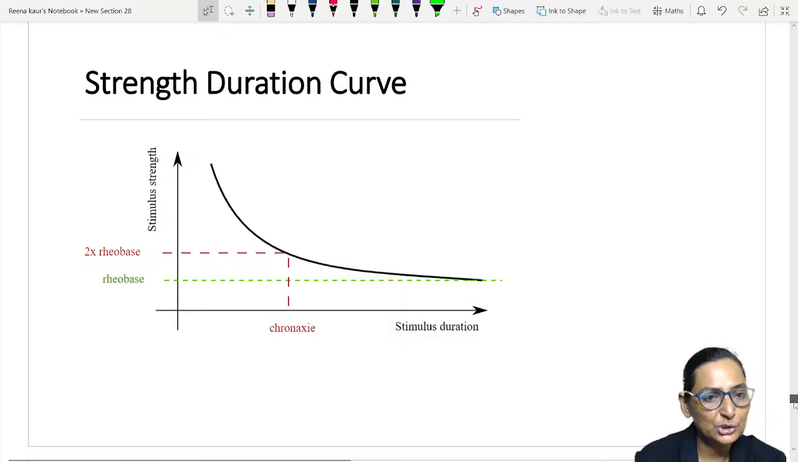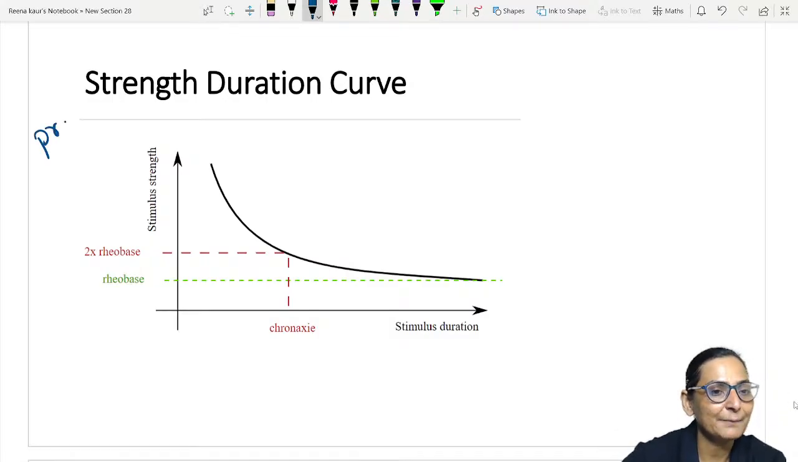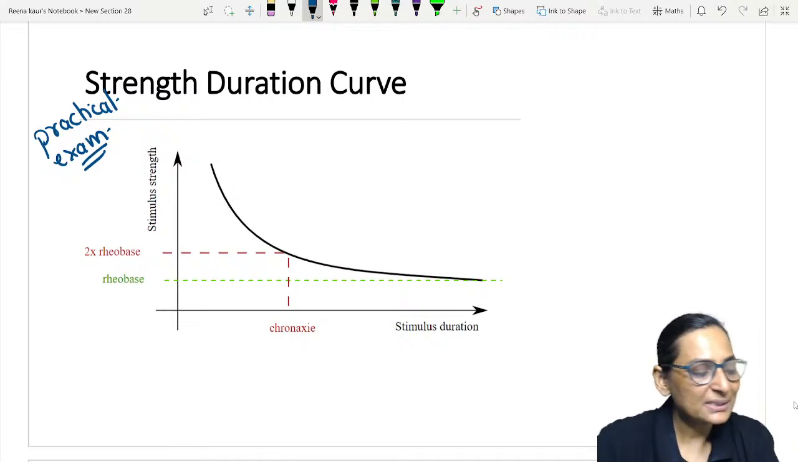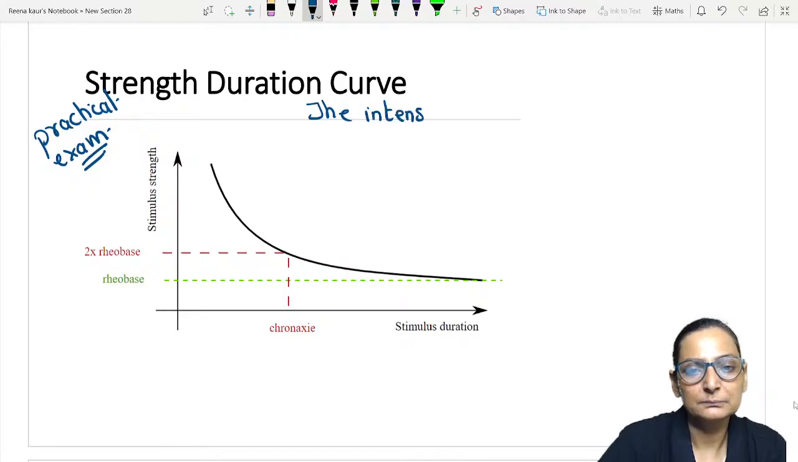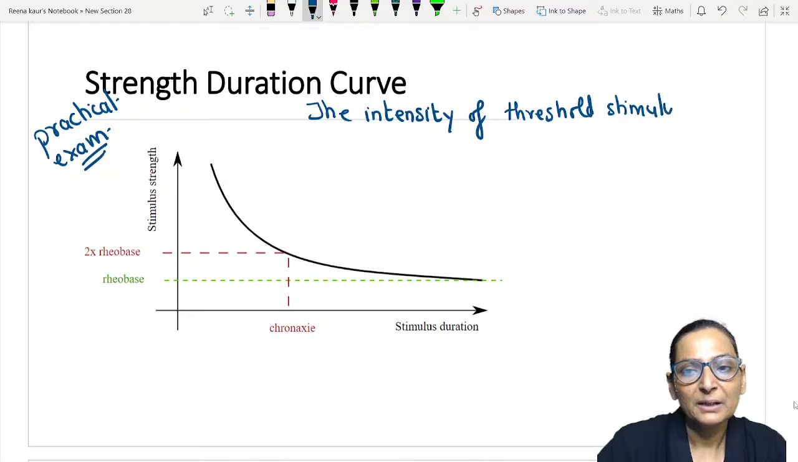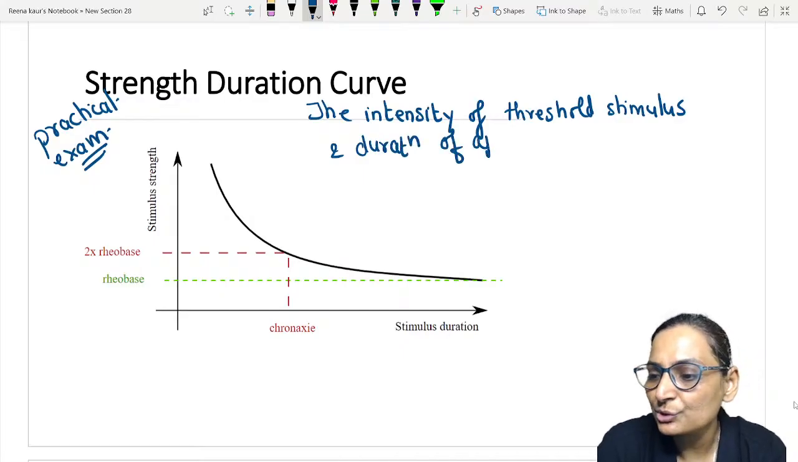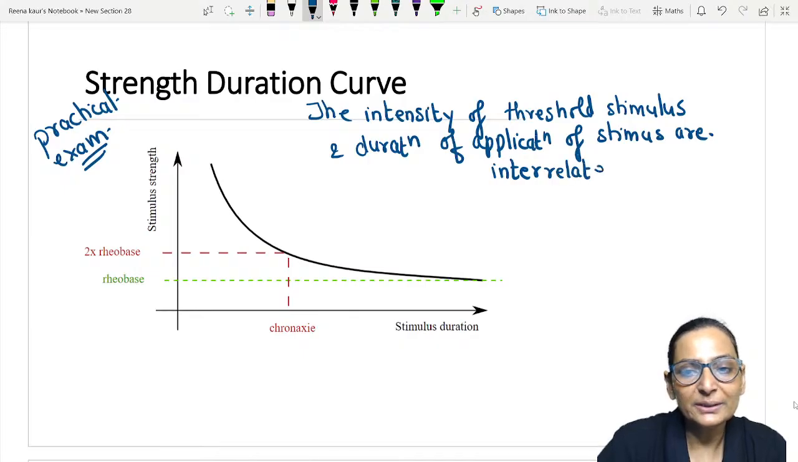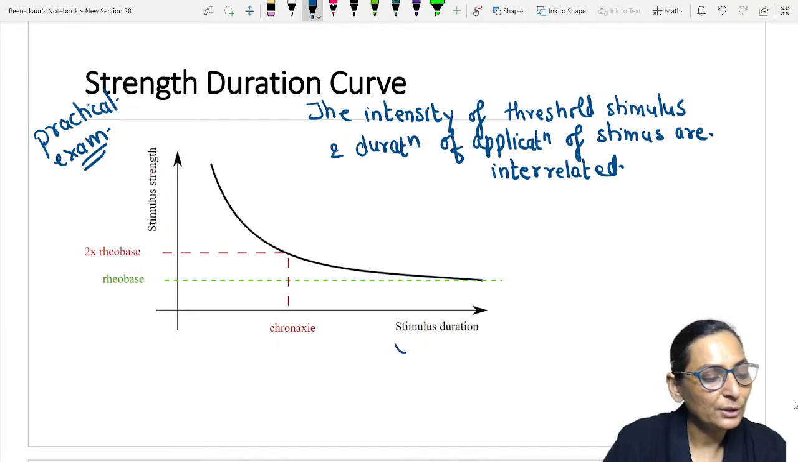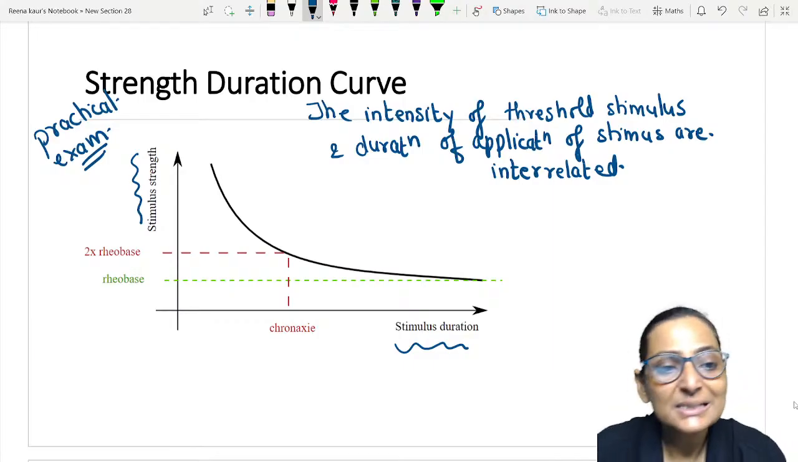Now come to strength duration curve. Okay, this is also kept in the practical exam. इसको प्रैक्टिकल एग्जाम में भी रखते हैं, इसलिए आपको ये अच्छे से समझना चाहिए. So what is the strength duration curve? The intensity of threshold stimulus and the duration of application of stimulus are interrelated. So on the x-axis you are taking the stimulus ka duration, and on the y-axis you are taking the strength of the stimulus.